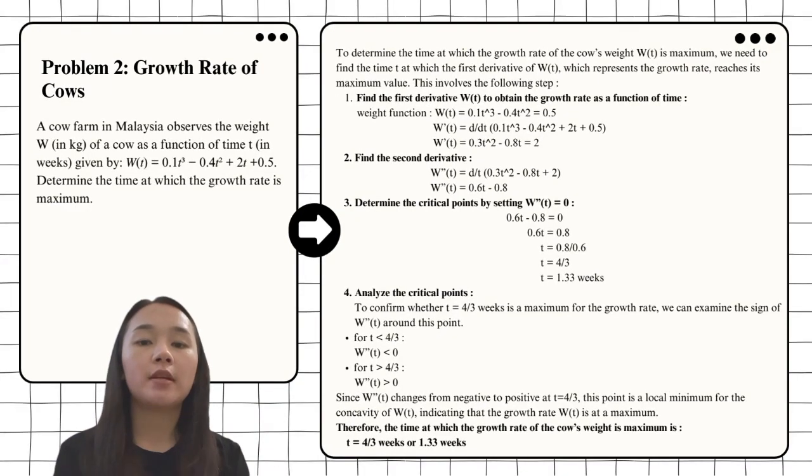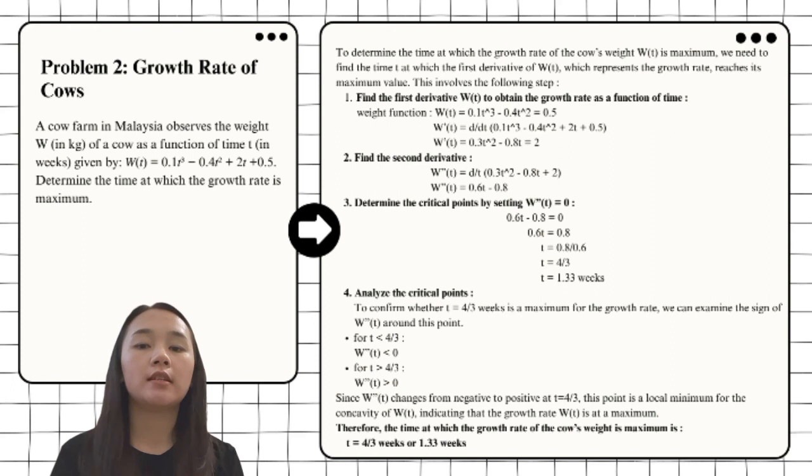To determine the time at which the growth rate of the cow weight is maximum, we need to find the time that the first derivative of W, which represents the growth rate, reaches its maximum value. This involves the following steps. The first step is to find the first derivative to obtain the growth rate as a function of time. The first derivative is W' = 0.1t² - 0.4t + 2 plus 0.5, and the second derivative is 0.3t - 0.8 + 2.